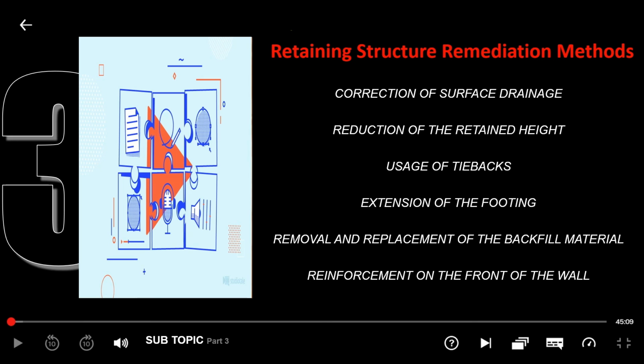Lastly, reinforcement on the front of the wall. This can be done by placing concrete to thicken the base and tapering to a height where the added strength is no longer needed. This is on the compression side. So, the only design concern is shear transfer at the interface, which rail pins can accomplish.